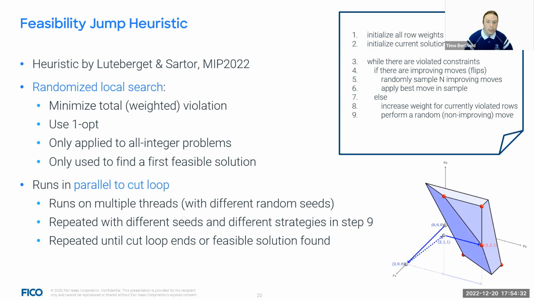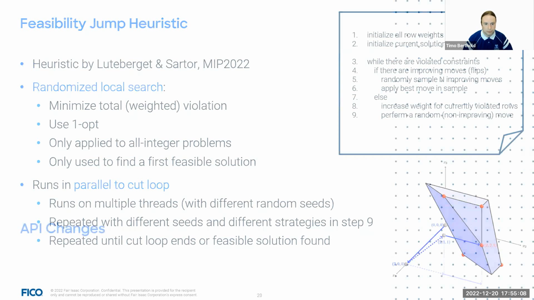And in between, the heuristic does individual variable flips to improve the violation, plus random flips to escape from local minima. And this is only implemented for pure integer problems and only used to find a first feasible start solution. The special bit is that it runs in parallel to the root cut loop on multiple threads, with each thread using a different configuration of the heuristic. And the sequence of the heuristic could look like in the picture on the right, where you see how it locally jumps from point to point until reaching the feasible region.